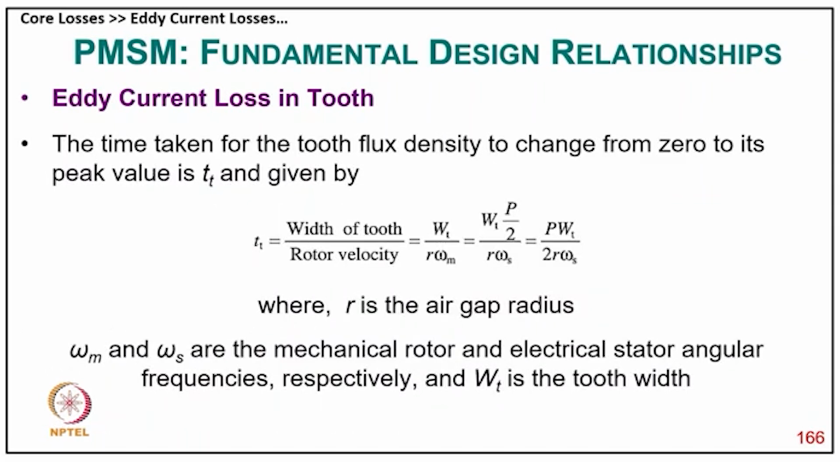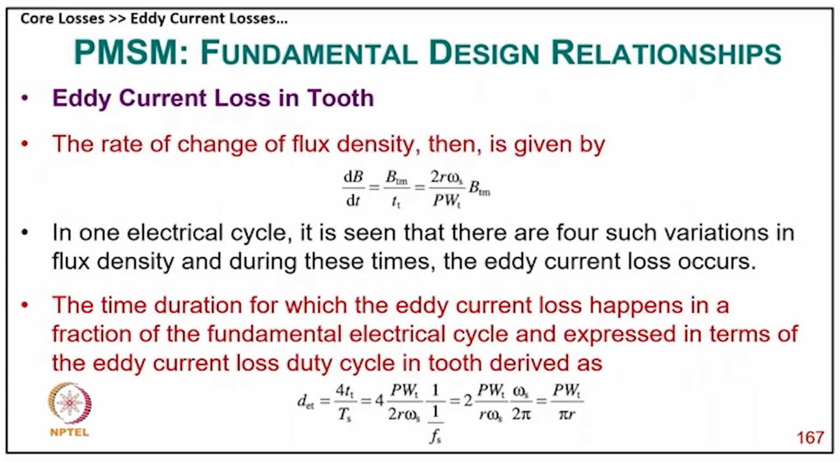The time taken for the tooth flux density to change from 0 to its peak value, Tt, is given by Tt equal to width of the tooth over rotor velocity, that is Wt upon r omega m, or Wt p by 2 r omega s, or p Wt upon 2 r omega s, where r is the air gap radius, omega m and omega s are the mechanical rotor and electrical angular frequency respectively, and Wt is the tooth width. Now the rate of change of flux density is given by dB upon dt, that is Btm upon Tt, that is 2 r omega s upon p Wt into Btm.